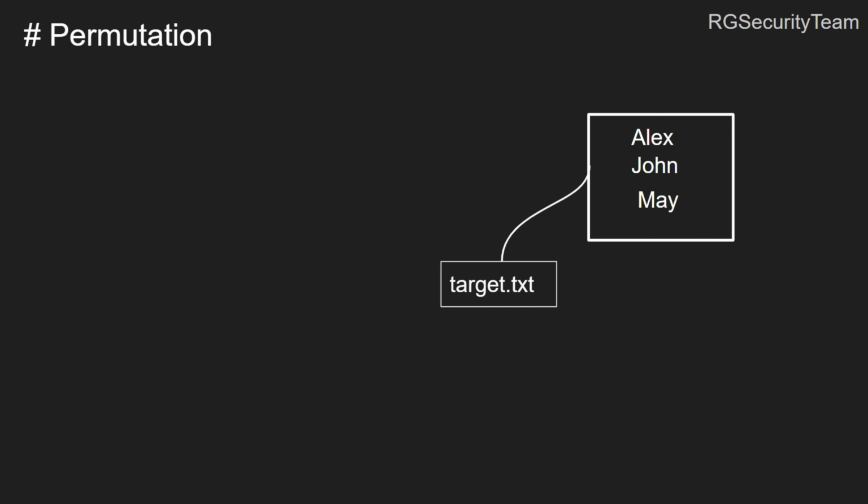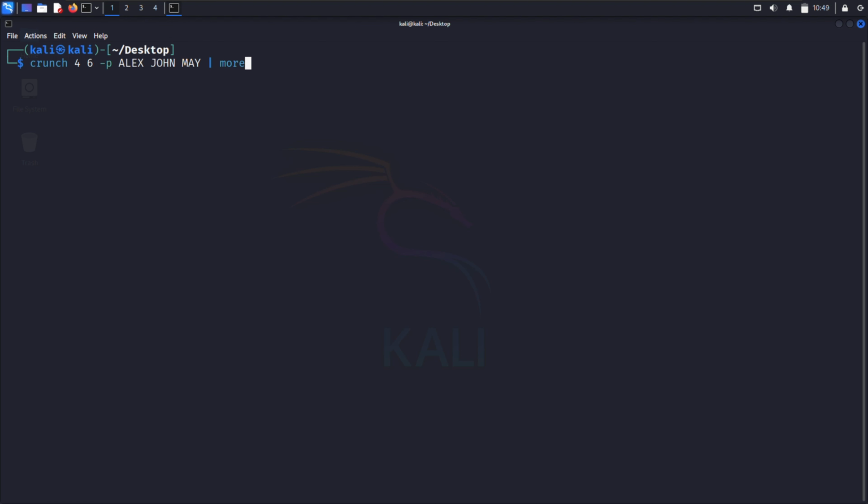We have another mechanism. We create a text file and put all the possible words in it. As I showed you in it, I put Alex, I put John, I put May. But when you use this thing, you define it with -q. Let's see a little demo. Now look what I did here. I put crunch, then I put 4/6 here. And -p Alex John May. This means you have to do a permutation of these. Look at the combination of your password. It looks like this.